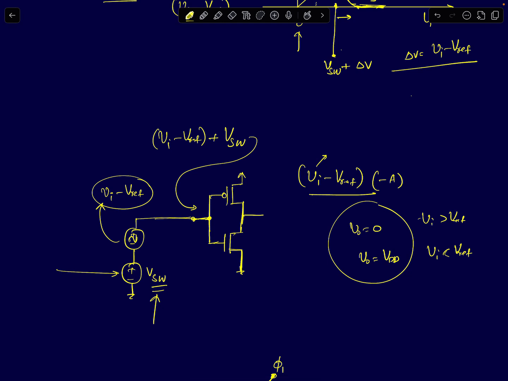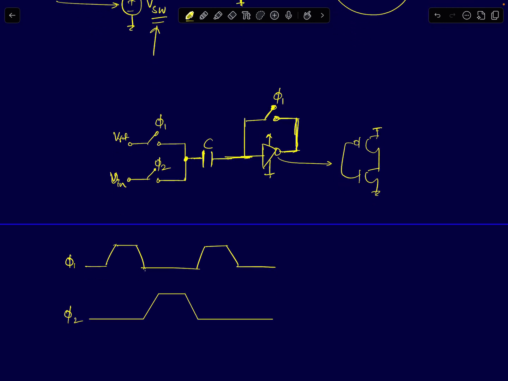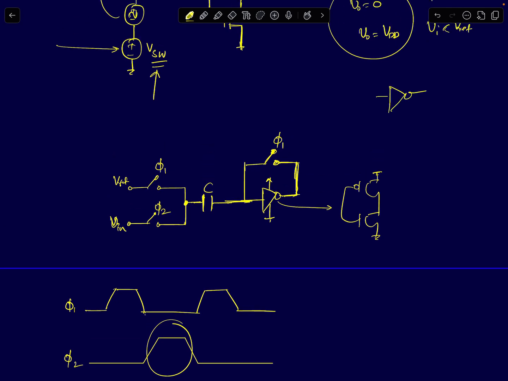Now how do I achieve this? In analog comparator circuits, we accomplish this by using a switching operation. Shown here is a circuit which will try to do what I am just saying, in a very interesting fashion. For that, you will need two non-overlapping clock signals, meaning the high levels of these two clock signals will never overlap. There will be no overlapping regions between the high levels of these two clock signals. So step 1, we first ensure that the CMOS inverter is at the switching threshold.